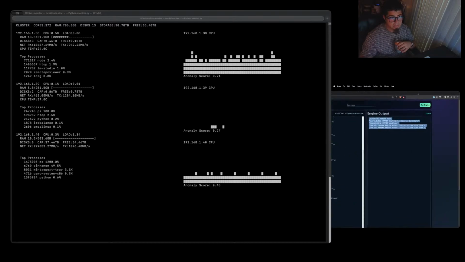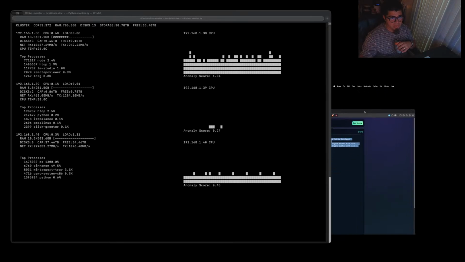Okay, it's still probably gonna spike because it's gonna run the program to test it. It shouldn't run it locally on my Mac Mini because it'll kill my Mac Mini.